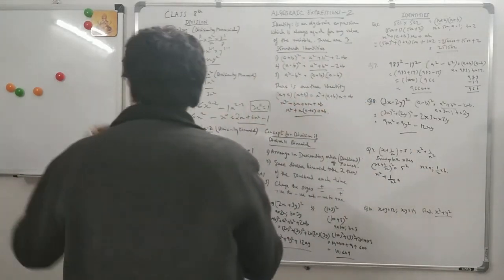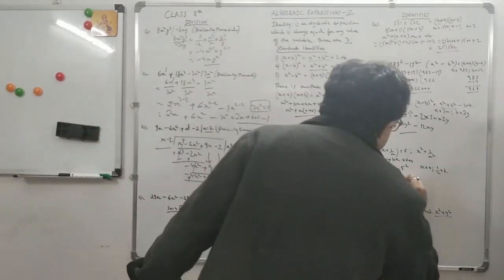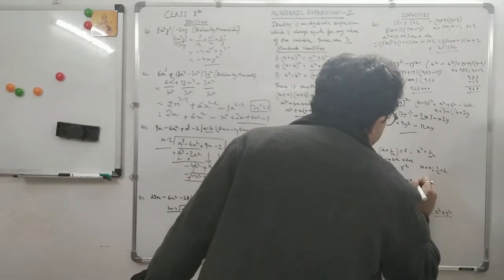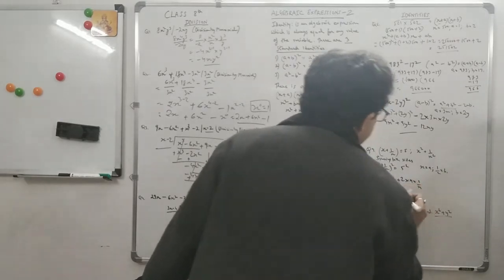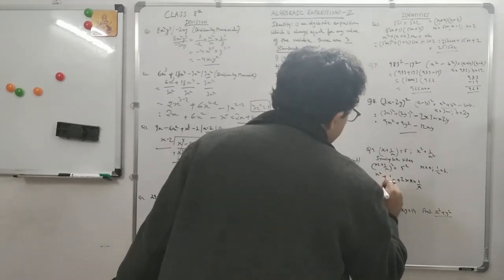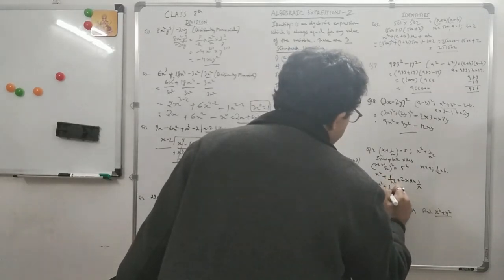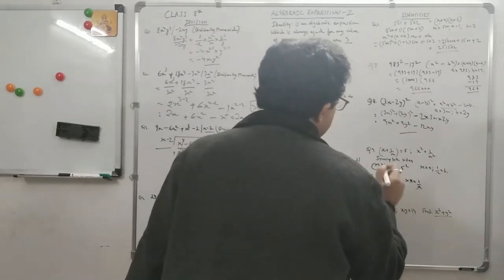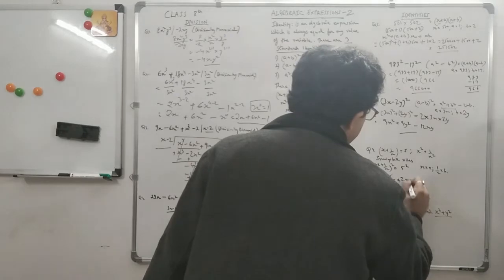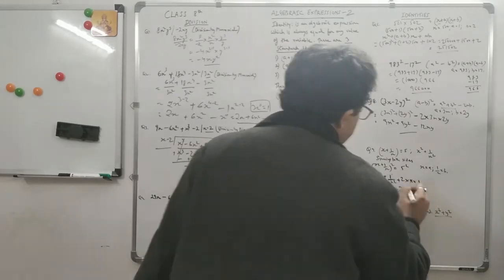2ab. 2 into a is what? x. b is what? 1 by x. What happens here? x and x will cut. So it becomes x square plus 1 by x square. You write equal to in all these places. Plus 2 is equal to how much? 25. 5 square is 25.